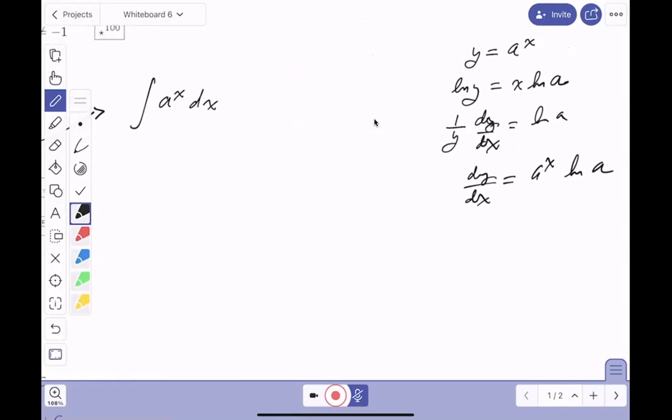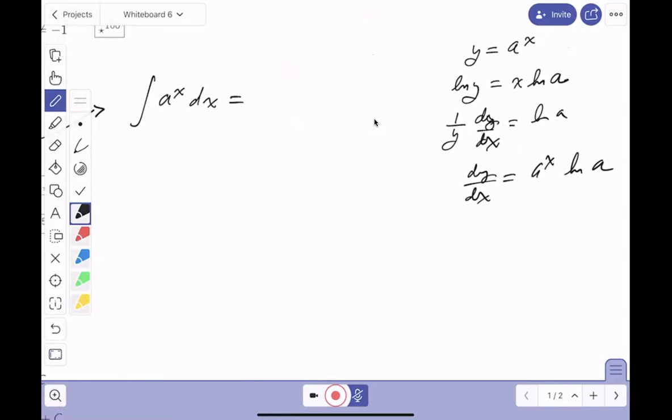So then you have to start to think, what function would differentiate to a to the x? Well, that's pretty clear to me. It's a to the x, right? And then what do you have to do? If you differentiate that, what would you get? You get a to the x ln a. So we need to divide by ln a, plus C. Right. I want to check it again. How do you check it? The way to check this is d/dx of this.